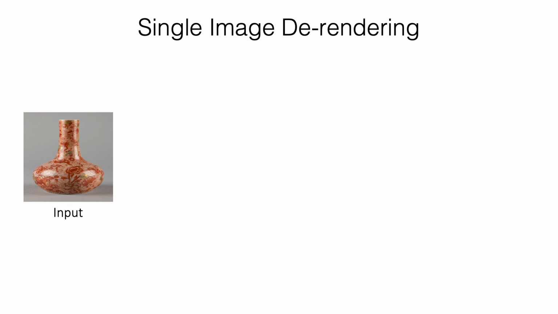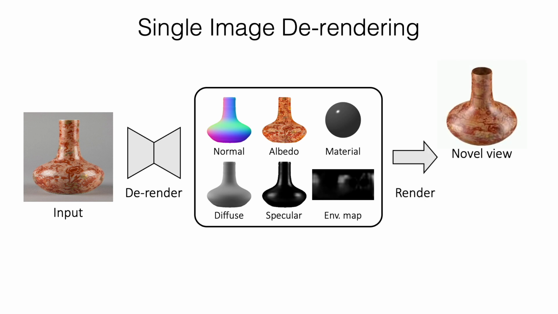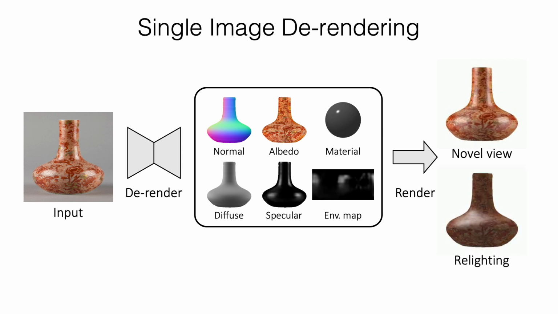In this paper, we present a model that de-renders a single image of a rotationally symmetric object, such as a vase, into shape, albedo, material, and environment lighting, which capture diffuse and specular effects. This allows for applications including free viewpoint rendering and relighting.